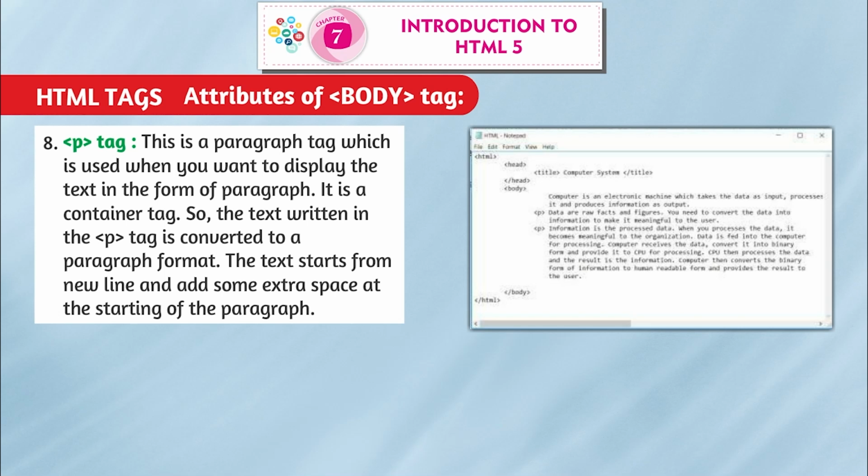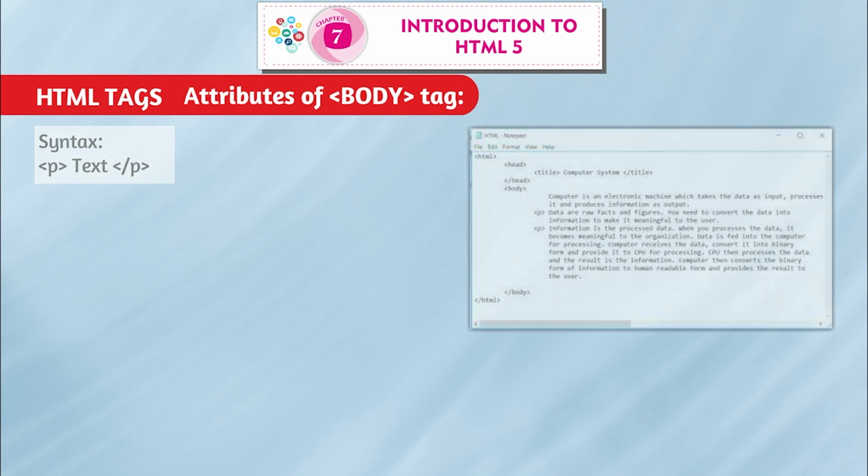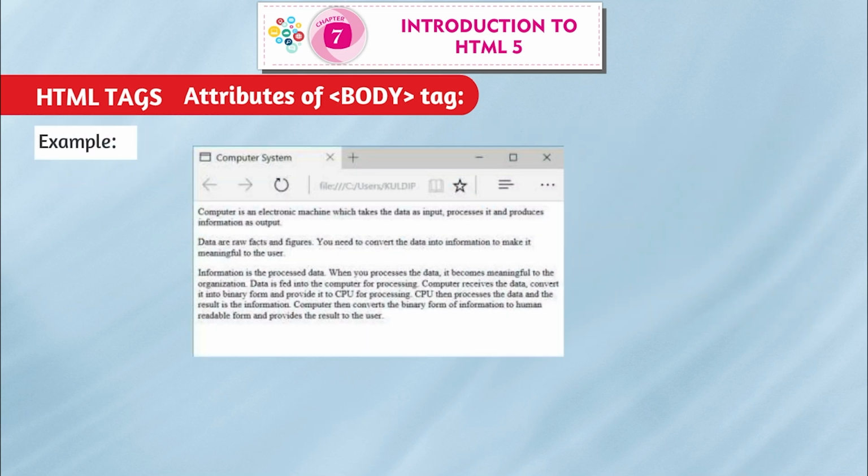8. P tag. This is a paragraph tag which is used when you want to display the text in the form of a paragraph. It is a container tag. So, the text written in the P tag is converted to a paragraph format. The text starts from a new line and adds some extra space at the start of the paragraph. Syntax. Example.